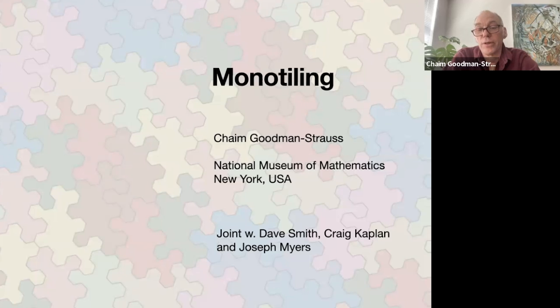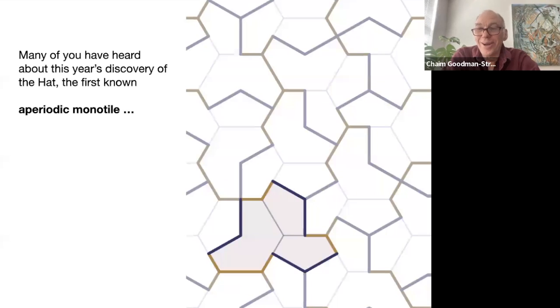Obviously, this work is joint with none other than Dave Smith, and my colleagues Craig Kaplan and Joseph Myers. Rather than having a big buildup to the punchline, I'll just begin. Many of you know about the so-called Hat, the first known aperiodic monotile, which of course I'll define shortly. I had the word sensational on this slide, the sensational discovery. That seemed a little bit immodest, but it was not my discovery. I'm on the team, but it was Dave Smith's discovery. So in that sense, I can perfectly modestly say that the discovery is sensational, because it really is quite amazing.